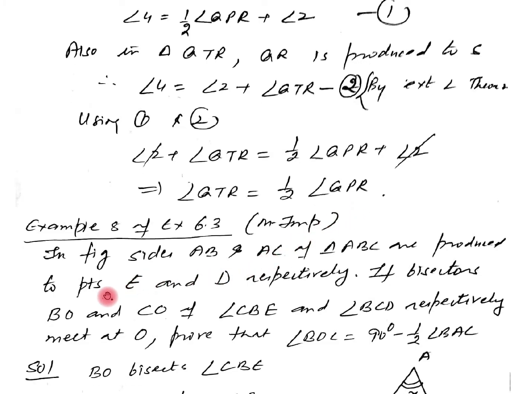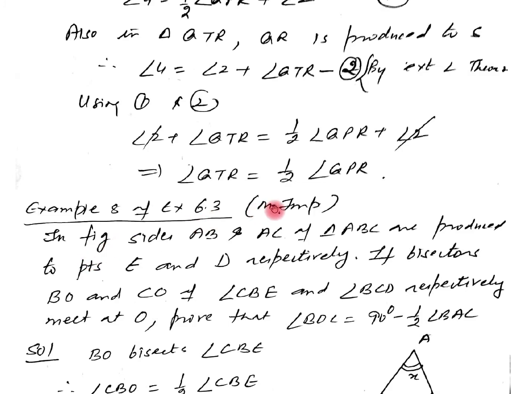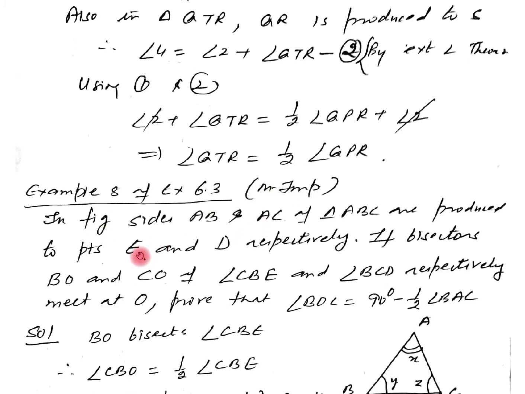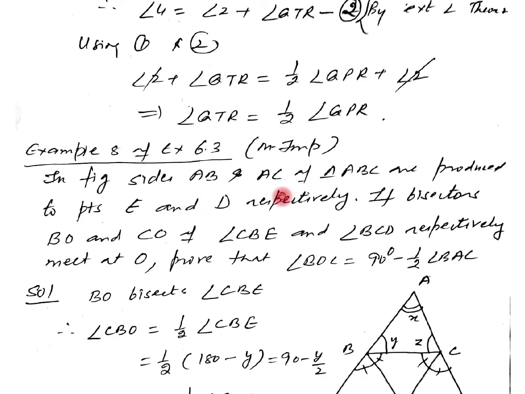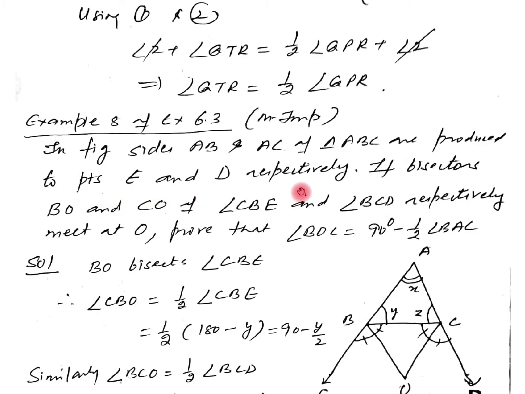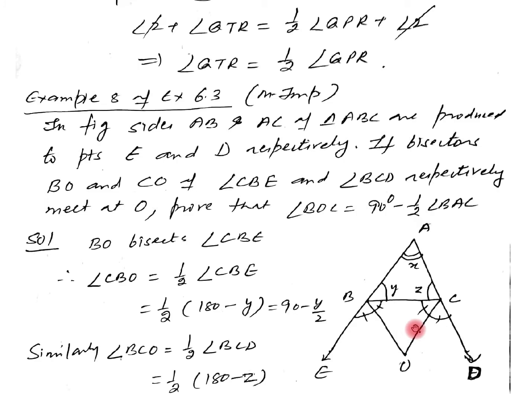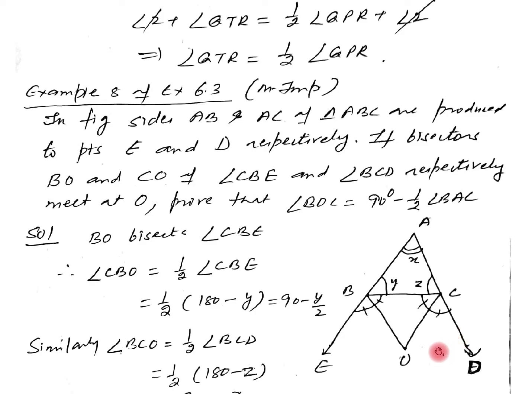Now here let us see one example I have left of exercise 6.3. Now let me discuss this question. Again, it is a very important question. Now here in the figure, sides AB and AC of the triangle ABC are produced to the points E and D respectively. If the bisectors BO and CO of angle CBE and angle BCD respectively meet at O, prove that angle BOC equals 90 degrees minus half angle BAC.